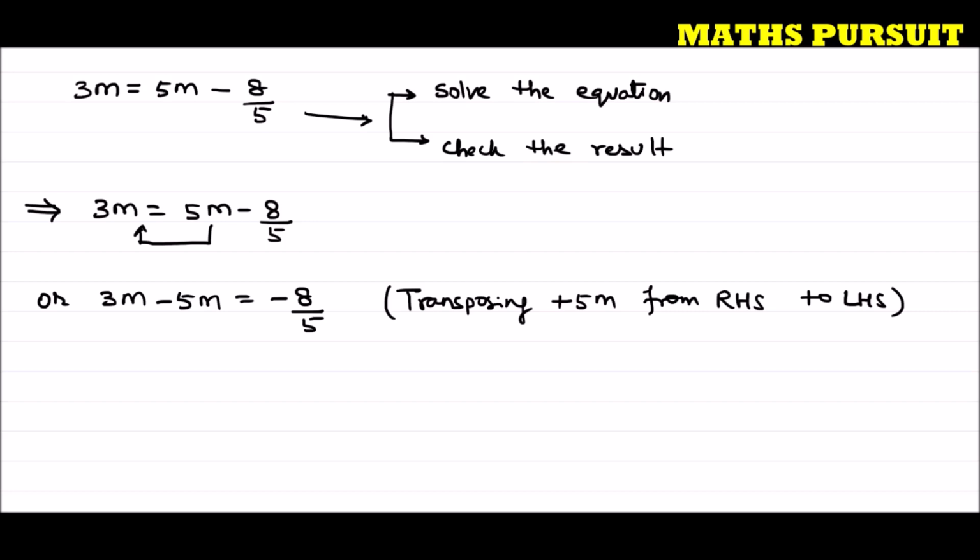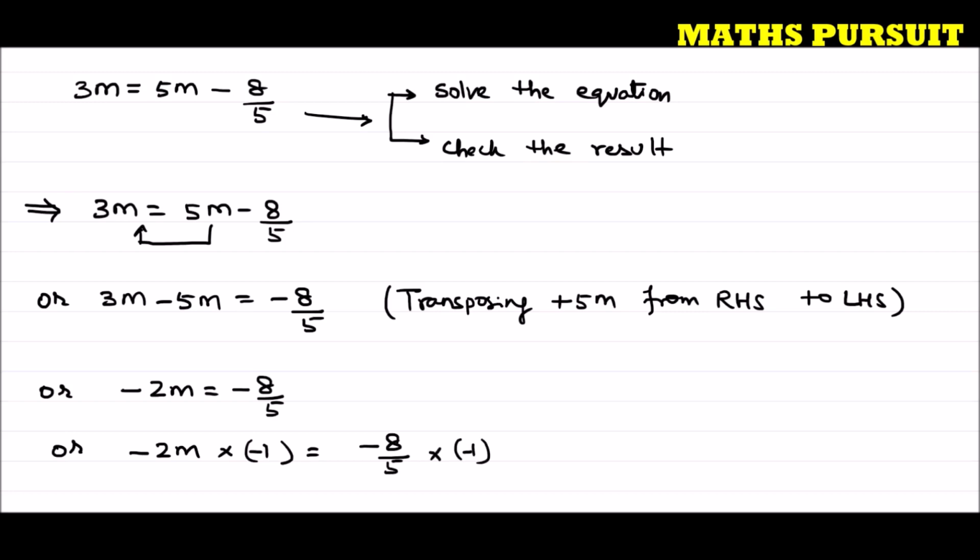So we got 3m minus 5m is equal to minus 8 upon 5. Or I can write 3m minus 5m as minus 2m, so minus 2m is equal to minus 8 upon 5. Or I can write minus 2m into minus 1 is equal to minus 8 upon 5 into minus 1.